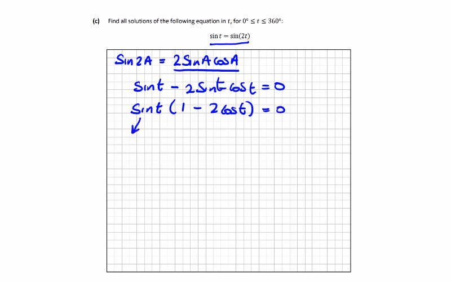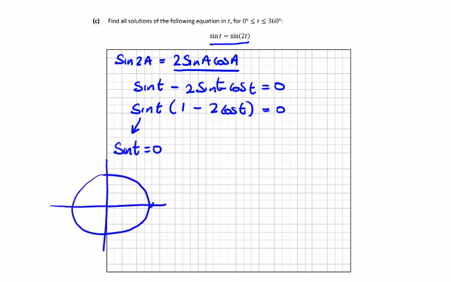So we get sine t is equal to 0. When is sine 0? Well, your knowledge of the unit circle, you should know. The point here is 1, 0. So sine is 0 on the x-axis. So we get 0 degrees, 180 degrees, and all the way back around 360 degrees. So we have 3 solutions for this: 0, 180, and 360.